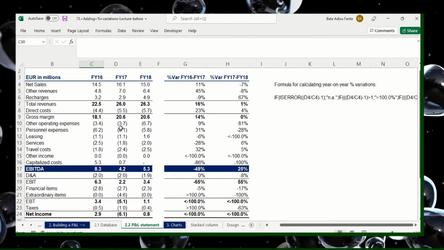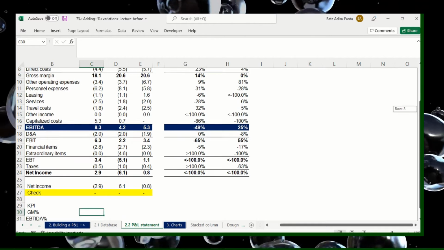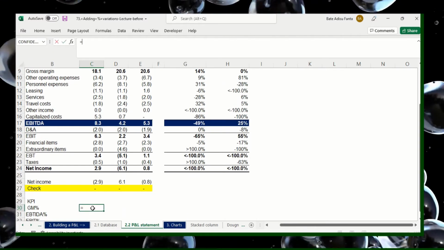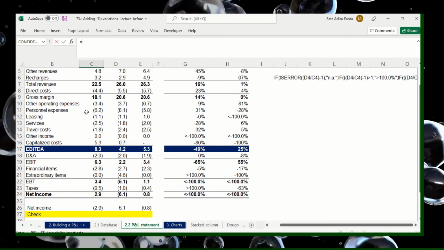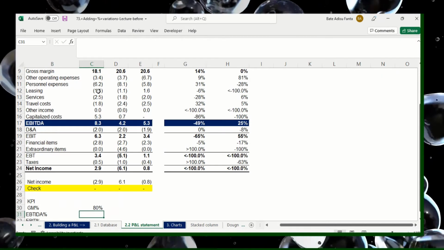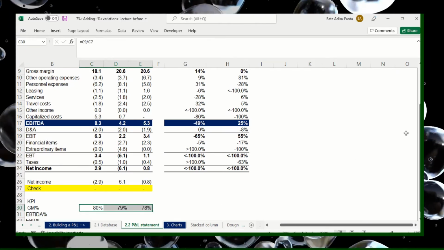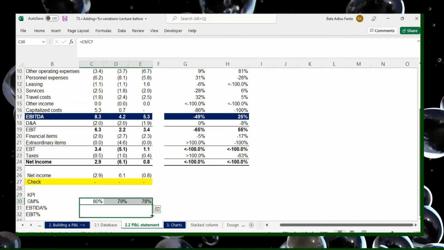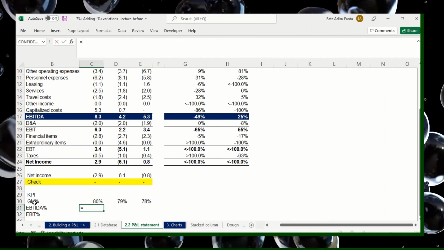which is this one. This is the gross margin. We are going to calculate gross margin percent. So the formula of gross margin profit is equal to gross margin divided by total revenues. That's it. And then we copy paste the formula to the right, and maybe not for the other one, because we have to get another value for EBITDA.